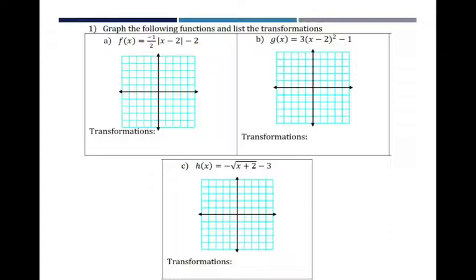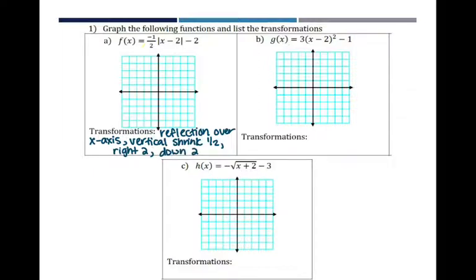So the negative in the very front represents a reflection over the x-axis. There is also a vertical shrink of 1/2, and that minus 2 on the inside means we are moving to the right 2, and minus 2 on the outside means I am moving down 2.